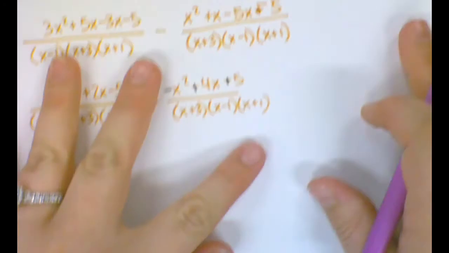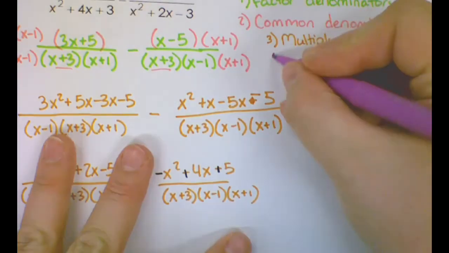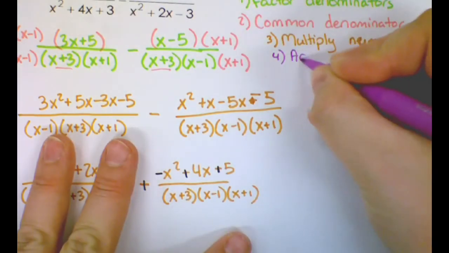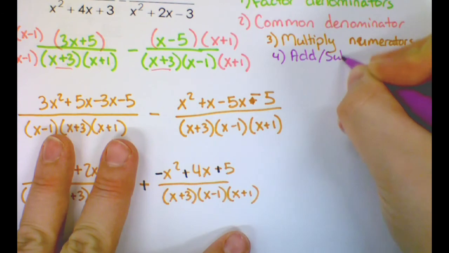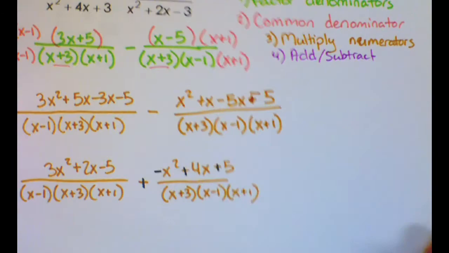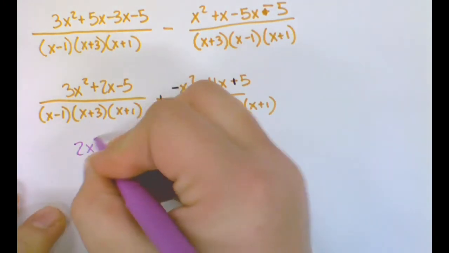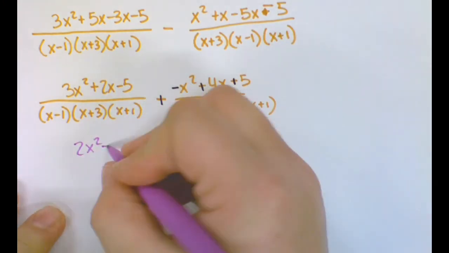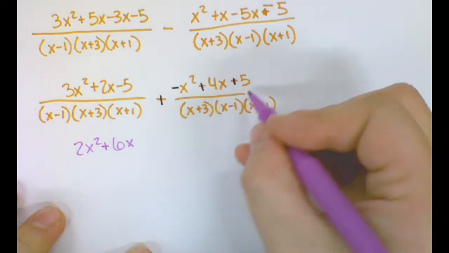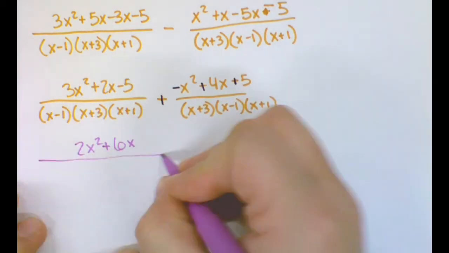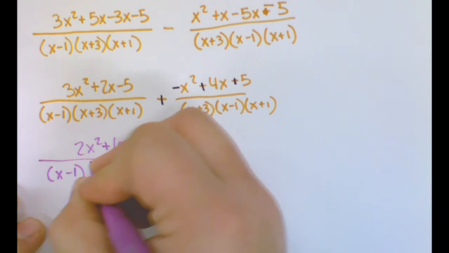So that's going to be my step 4. Add or subtract. So 3x squared plus negative x squared is 2x squared. 2x plus 4x is 6x. Negative 5 plus positive 5 is 0 over that whole denominator.